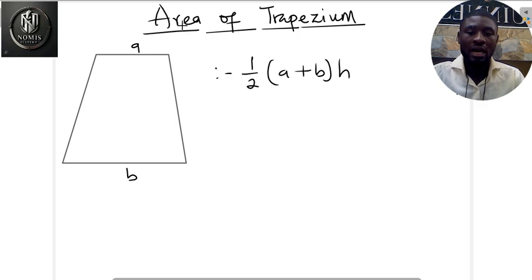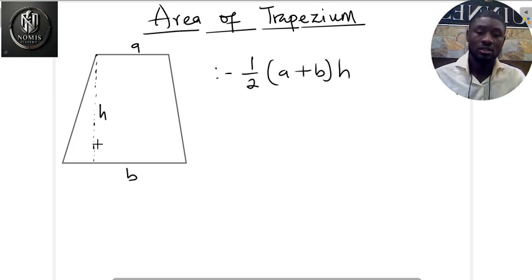Now, what about the height? The height is not the slant height. It is the height from this peak down to the base, down to this particular side. So if I want to take the height of this trapezium, I have to take the length of these dotted lines from the top down to this place. So this would be the height of the trapezium. So area of trapezium is given by 1 all over 2 open bracket the summation of the length A and length B multiplied by the length H, that is the height of the trapezium.